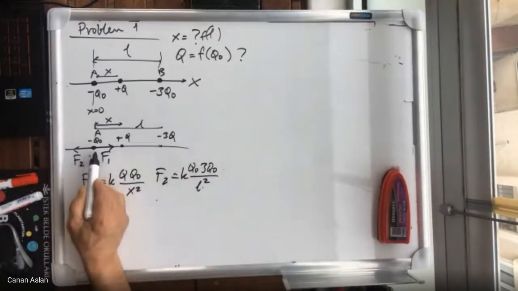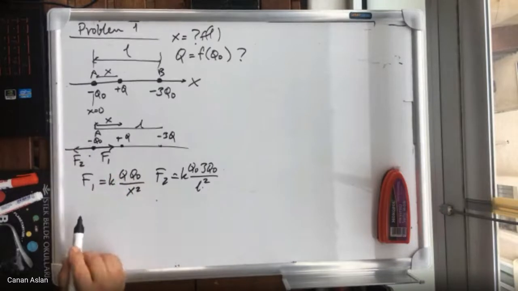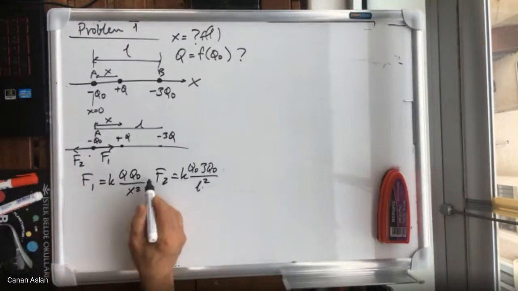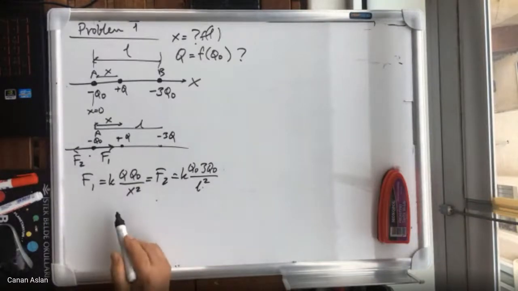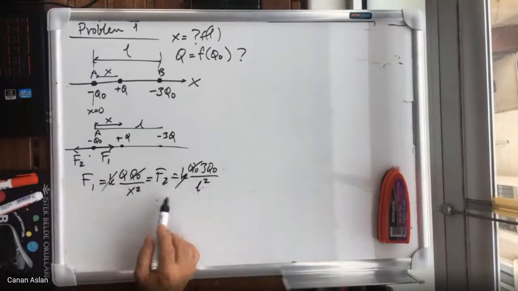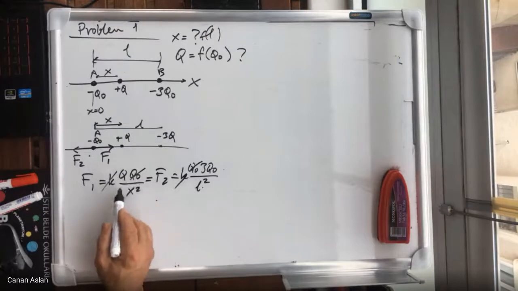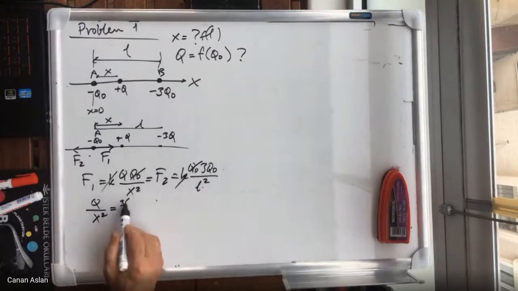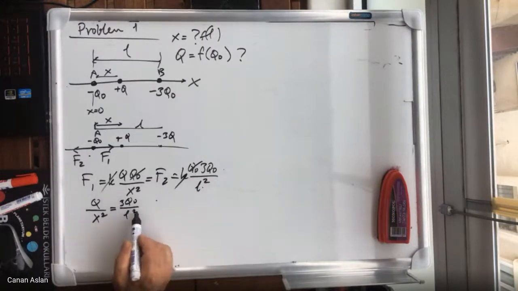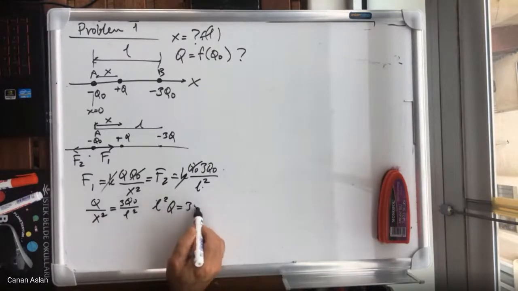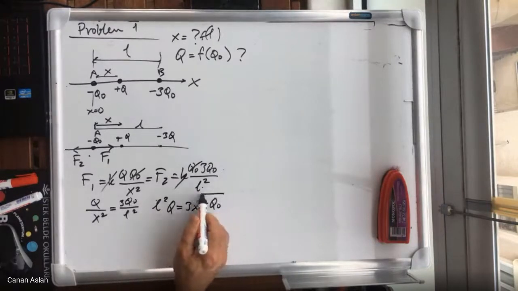So in order for the charge at point A to be in equilibrium, what we have to do is just let these two forces be equal to each other. So F1 equals F2. As you see, K's will cancel, one of the Q0s will cancel, and then we have an equation given by Q over X squared is equal to 3Q0 over L squared. If you rearrange this equation, we get L squared Q equals 3X squared Q0. So this is the first equation we obtained.